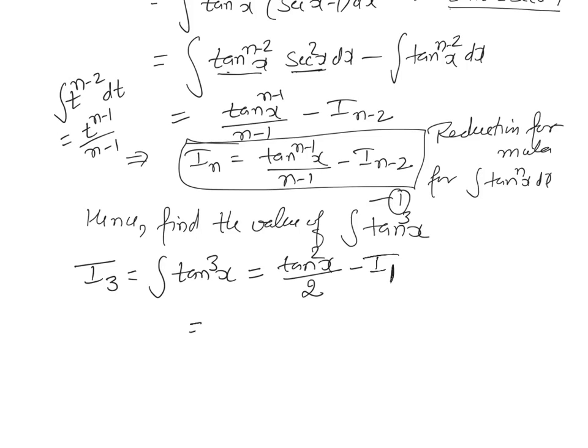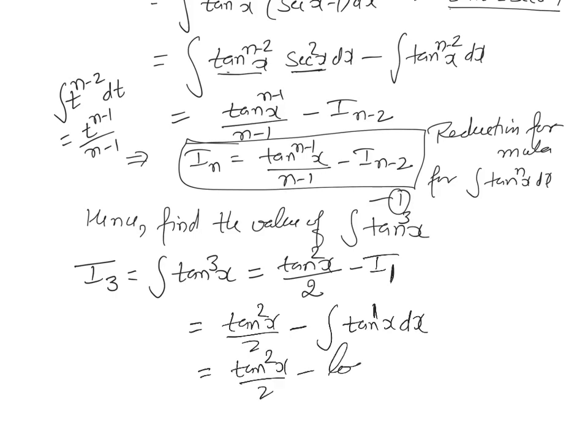Okay, so this will be tan squared x by 2 minus... Now what is the value of I1 by the notation? This will be tan x raised to the power 1 dx. Now integration of tan x, you all know, is equal to tan squared x by 2 minus log of secant x. Okay, so this is the required value of I3, which is nothing but tan cubed x dx.